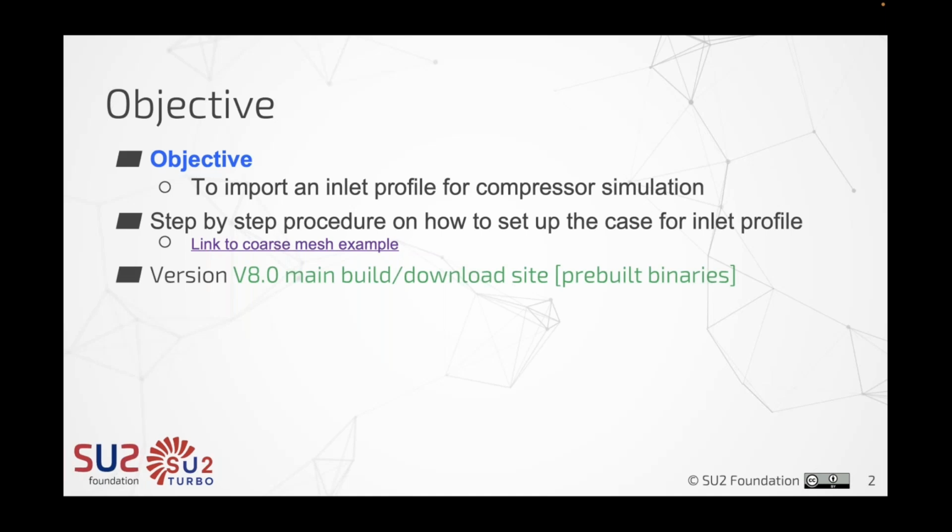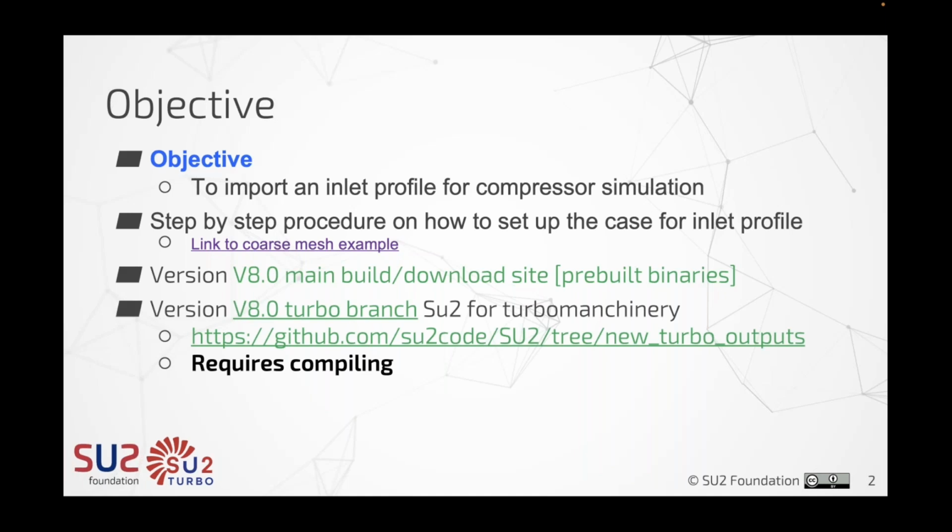These are just links for your convenience. This is the main build, and this is the branch by Josh Kelly, which will require compiling. The other one has pre-built binaries. You can still run the test case, but I will show you what you have to comment out. The major difference is going to be regarding the outlet, the log file, because the log file from Josh's build is primarily for turbo machinery.